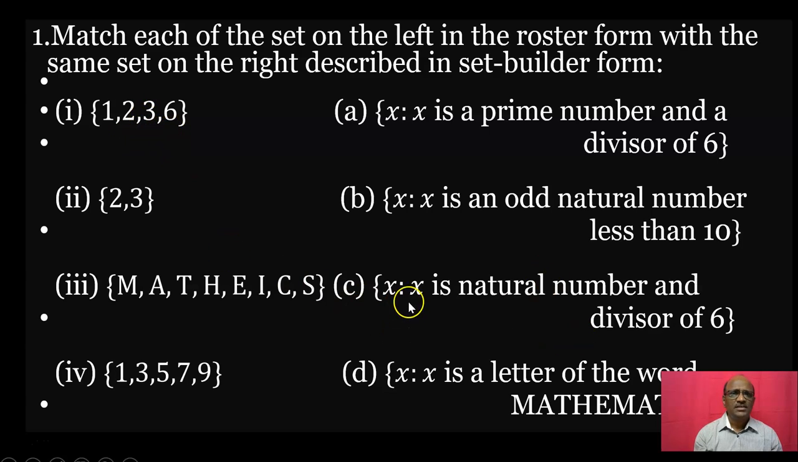Now, what is here? x is a natural number and a divisor of 6. What is this? 1, 2, 3, 6. These are natural numbers and all these are divisors of 6. Therefore, the first matches to C. Next is 2, 3. These are prime numbers and these are divisors of 6. Therefore, the second matches to A. x is a letter of the word mathematics. Therefore, the third matches to D. And what about here? 1, 3, 5, 7, 9. x is an odd natural number less than 10. Therefore, the fourth matches to B.